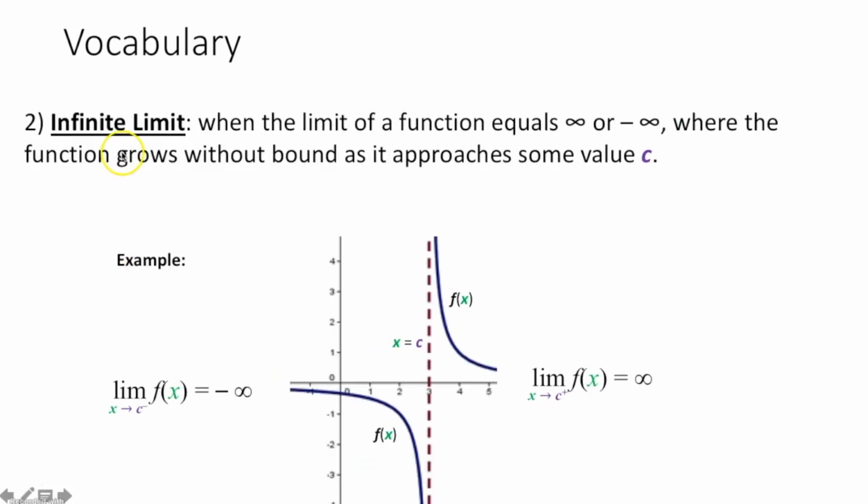The next vocabulary term is an infinite limit. That's when the limit of a function equals infinity or negative infinity, where the function grows without bound as it approaches some value c. So here we have our x value c, and as our function approaches the value x is equal to c from the left, you can see that our y values go towards negative infinity. Therefore, the limit as x approaches c from the left of our function is equal to negative infinity. Now, as our function approaches the x value of c from the right, our y values go toward positive infinity. Therefore, the limit as x approaches c from the right of our function is equal to positive infinity.